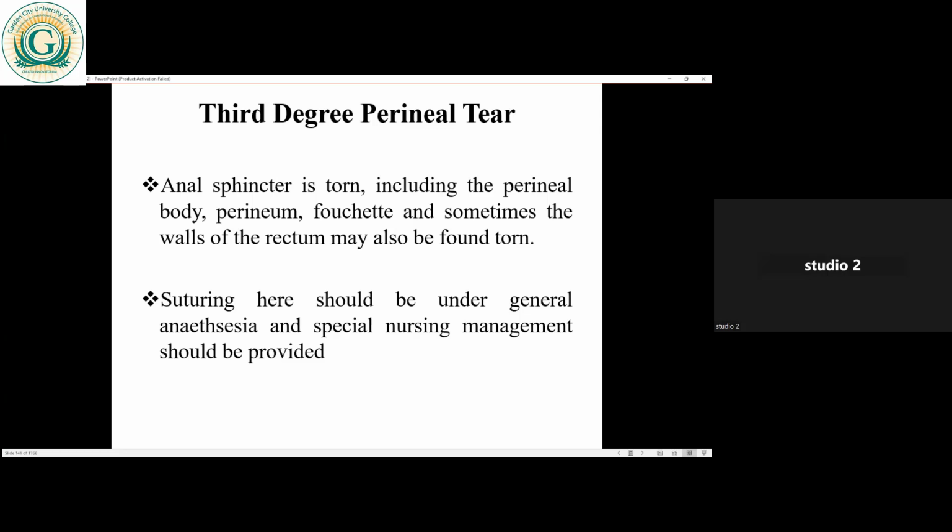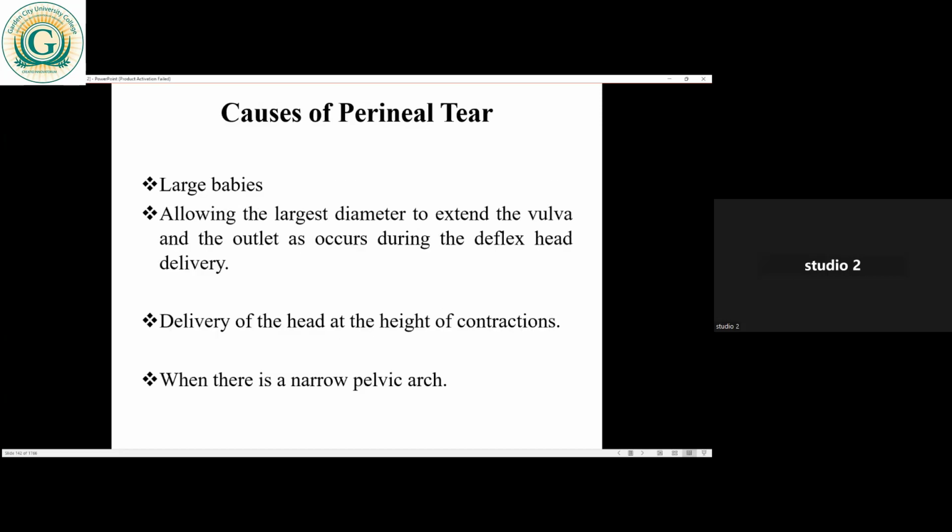So we have the first degree, skin and fourchette; the second degree, fourchette, skin and perineum; and then the third degree, with the rectum involved. So take note of that. These tears should be really protected against. That is why the midwife has to be in front of the woman and manage the delivery, to allow the largest diameter of the head of the fetus to come out.